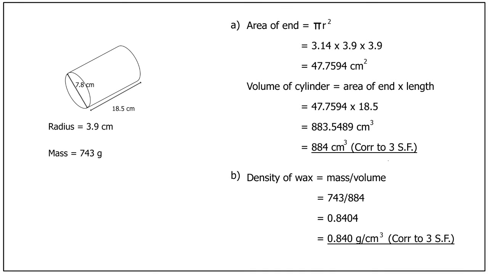In other words, every cubic centimetre of this candle wax has a mass of 0.840 grams, because that's exactly what density means, of course. But just a moment, 0.840 is less than 1. And if you've done a little bit of physics, you'll know that that means that this candle should float.